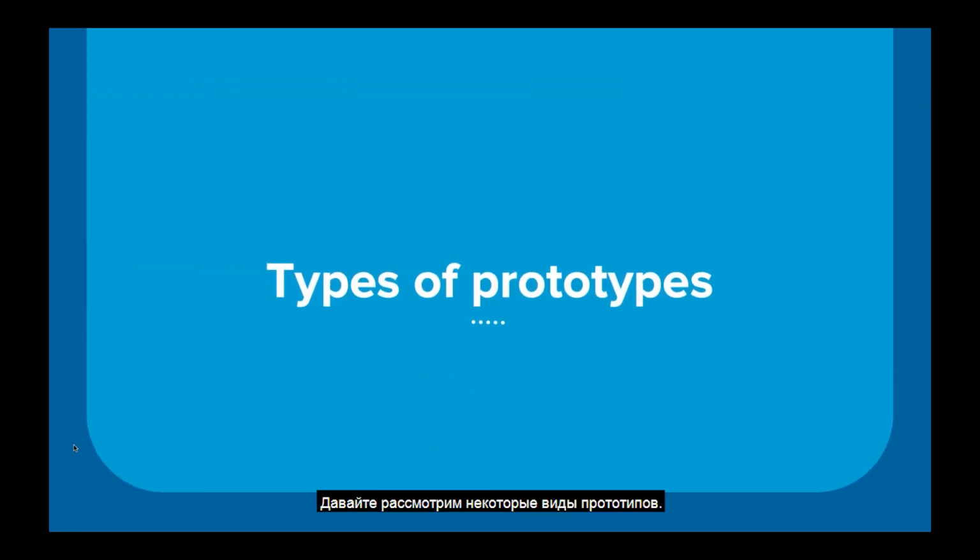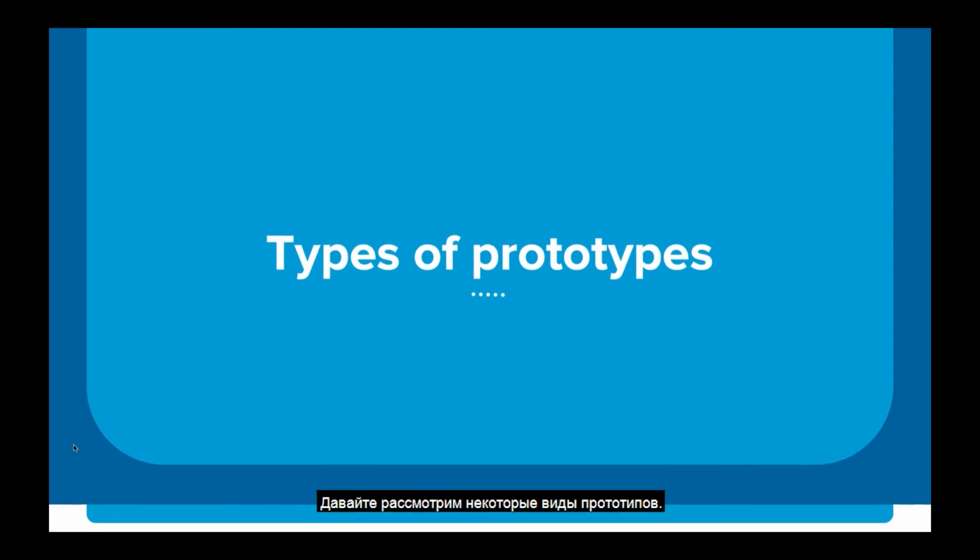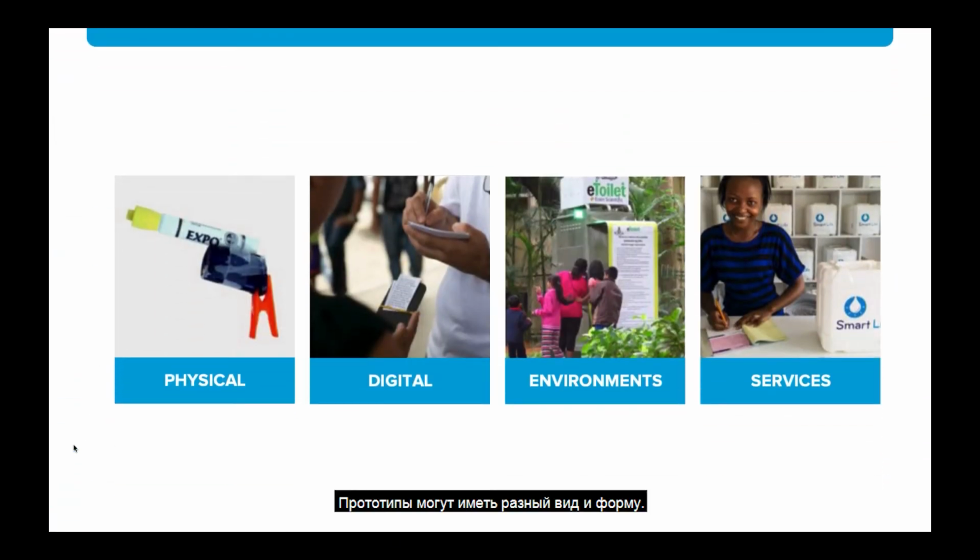So let's look at some types of prototypes. Prototypes can come in different shapes and forms. They can be physical, they can be digital, we can prototype environments or spaces, and even services, along with many, many more. So let's look at each of these in more detail.